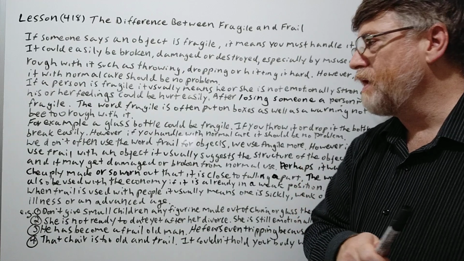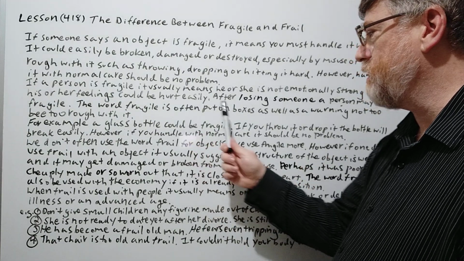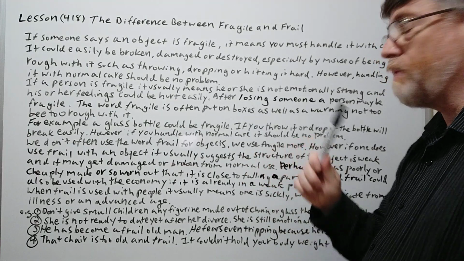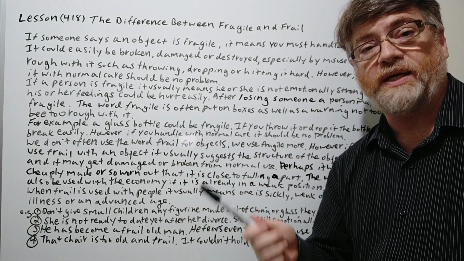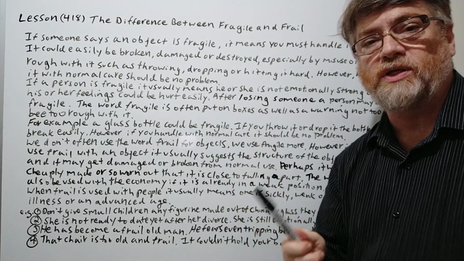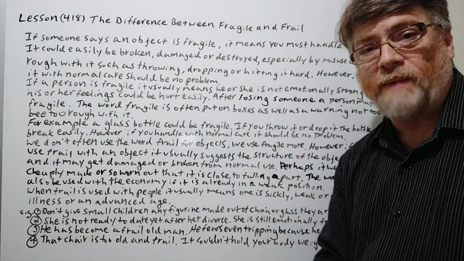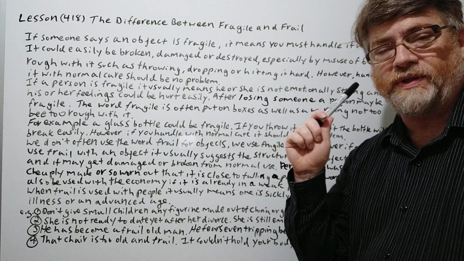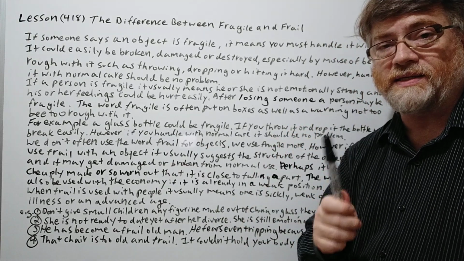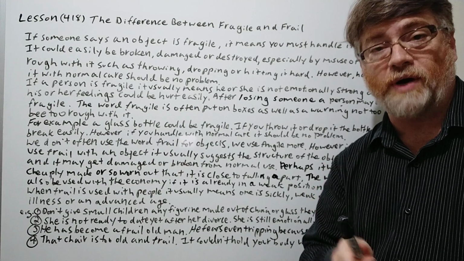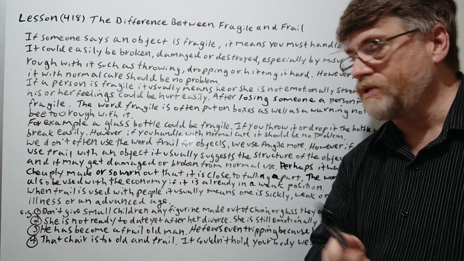All right, let's continue. The word fragile is often put on boxes as a warning not to be too rough with it. So this goes back to the original one. So don't drop it or throw it or put things that are too heavy on it so it falls over or anything like that, because the things inside the box may break. That would be rough use.